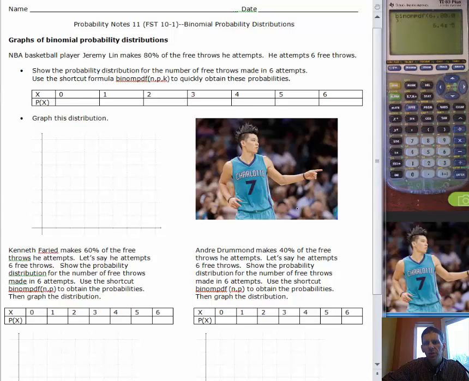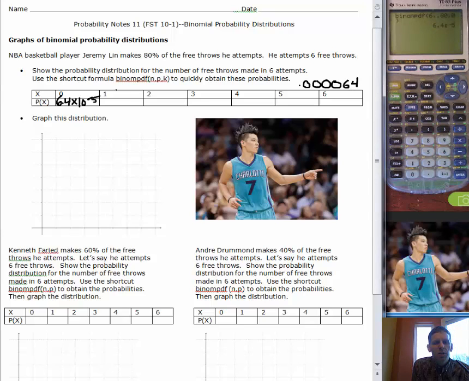When we hit enter, I get this goofy value, 6.4e negative 5. We're talking about scientific notation, so instead of writing 6.4e negative 5, I'm going to write 6.4 times 10 to the negative 5th power. If you're wondering what this is equal to, this would be 0.000064. So it's a very unlikely event.